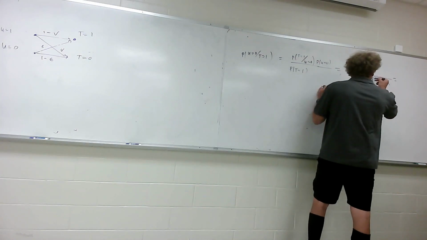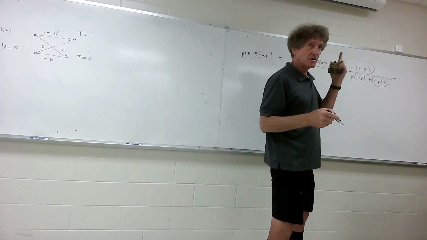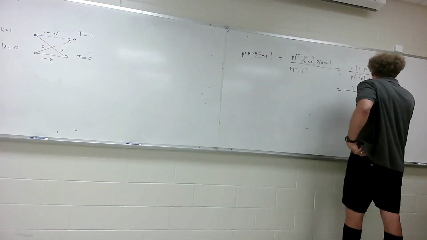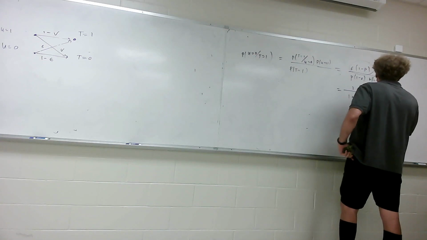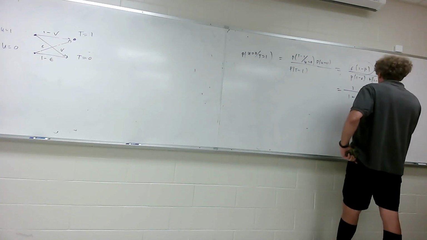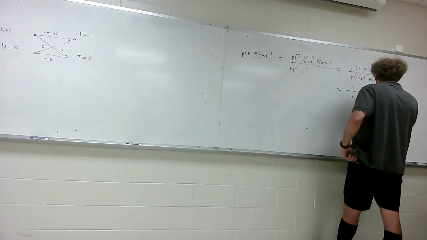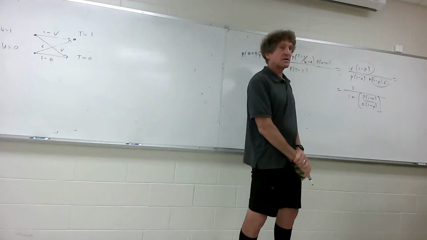This and this are identical, so you can divide top and bottom by that. And then you get 1 over 1 plus p times 1 minus v over epsilon times 1 minus p. I did this on purpose this way. You with me? Just take a good look.